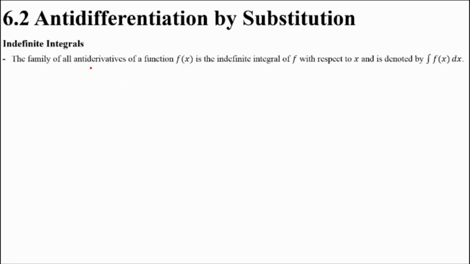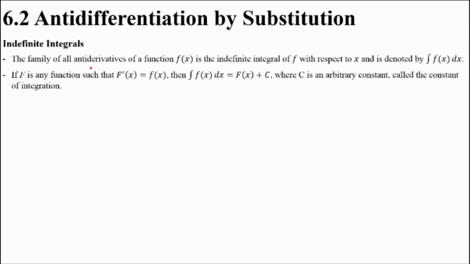The family of all antiderivatives of a function f(x) is the indefinite integral of f(x) with respect to x, denoted by the integral of f(x) dx. One more line: if F is any function such that F prime of x equals f(x), then the integral of f(x) dx equals F(x) plus C, where C is an arbitrary constant. Okay, what do they mean by that? We talked about it a lot before.